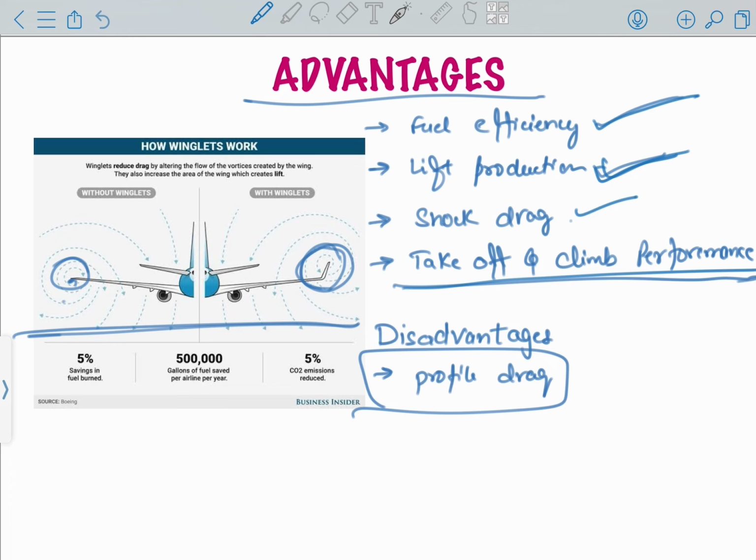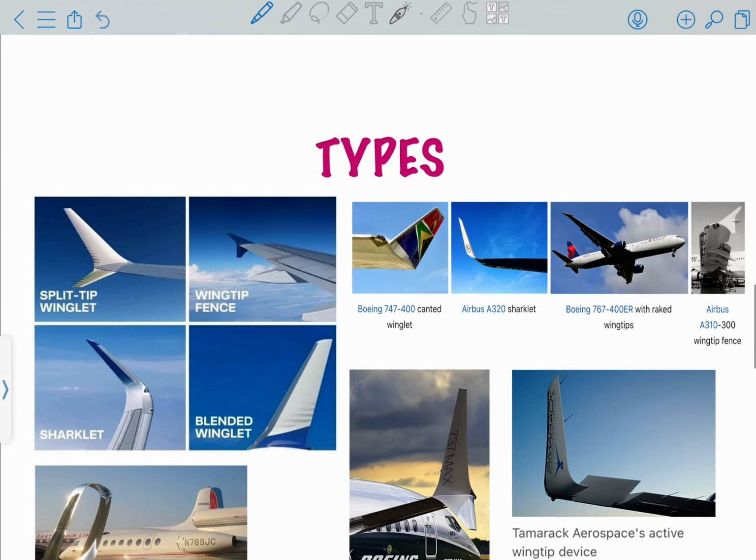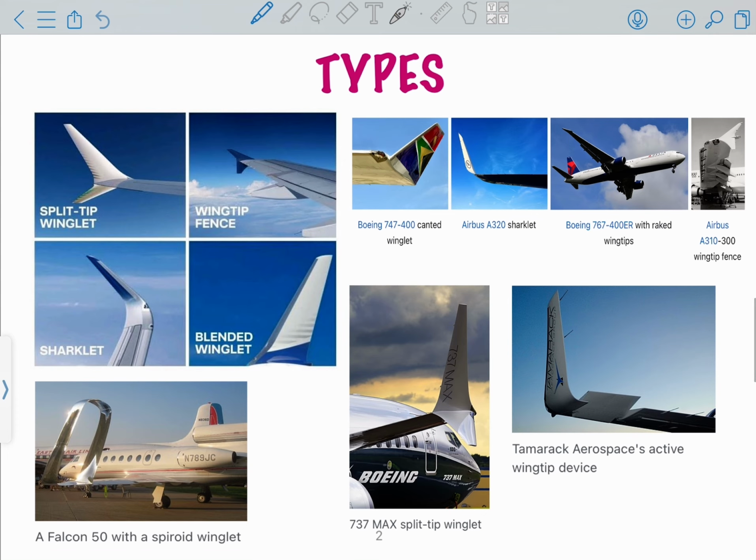What are the disadvantages? One main disadvantage is the profile drag. Profile drag is the drag because of the structure. So since you are adding another structure here, it will increase the profile drag, but this increase in the profile drag will be very small, or you can say compensated by the increase in the lift production and reduction in the vortex generation. Coming to the last part, the types of the wingtip devices.